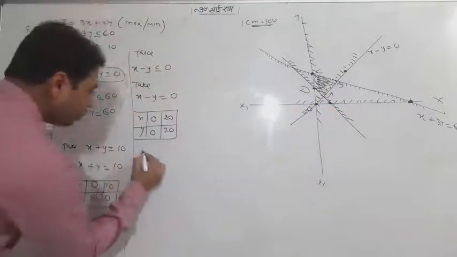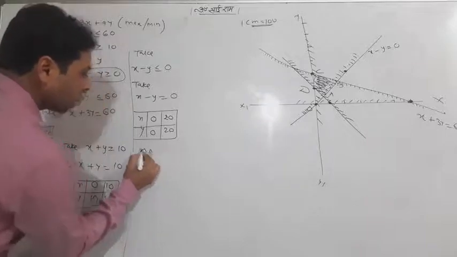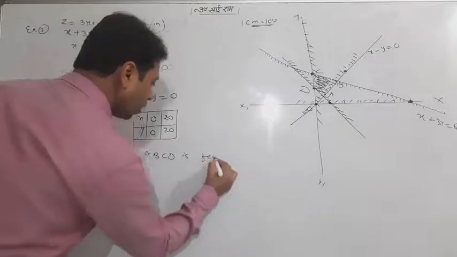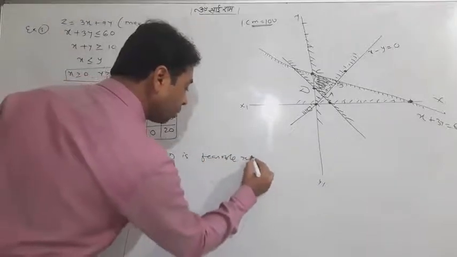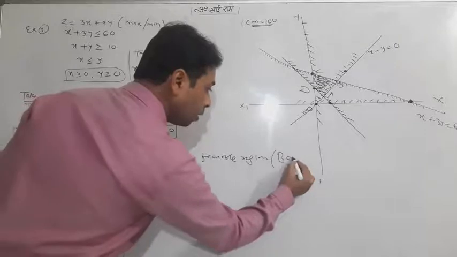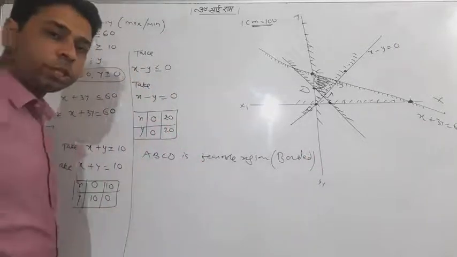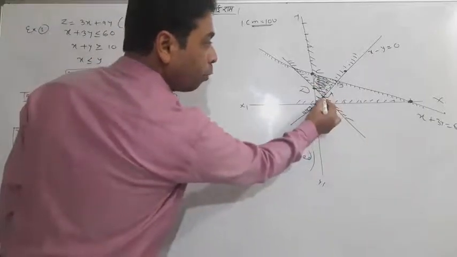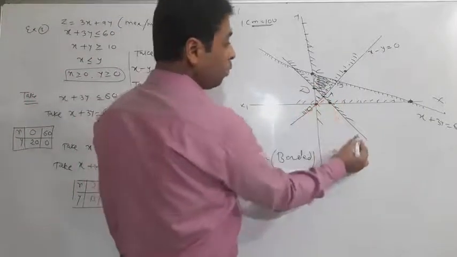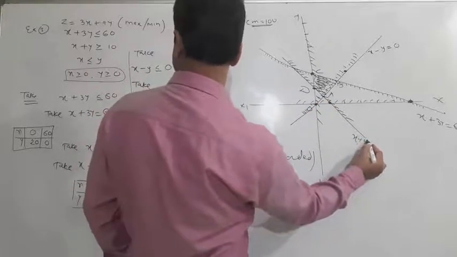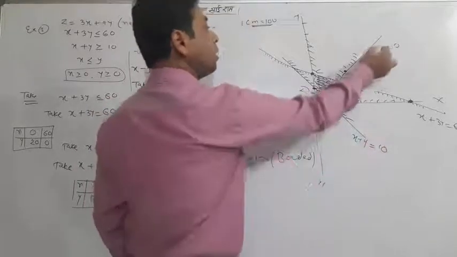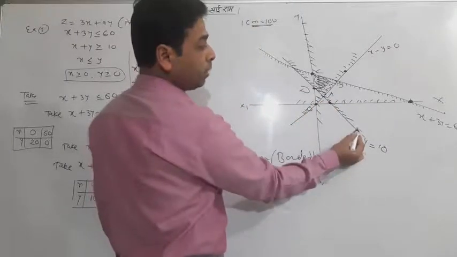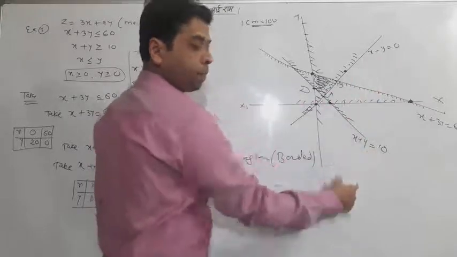So I will say that after shading, ABCD is the required bounded feasible region. Very important, it is bounded. So if it is bounded, we can go with all the corner points. What is A? This point. This is the line x plus y equal to 10, and A is the intersection point of this line and this line. So we will solve them.